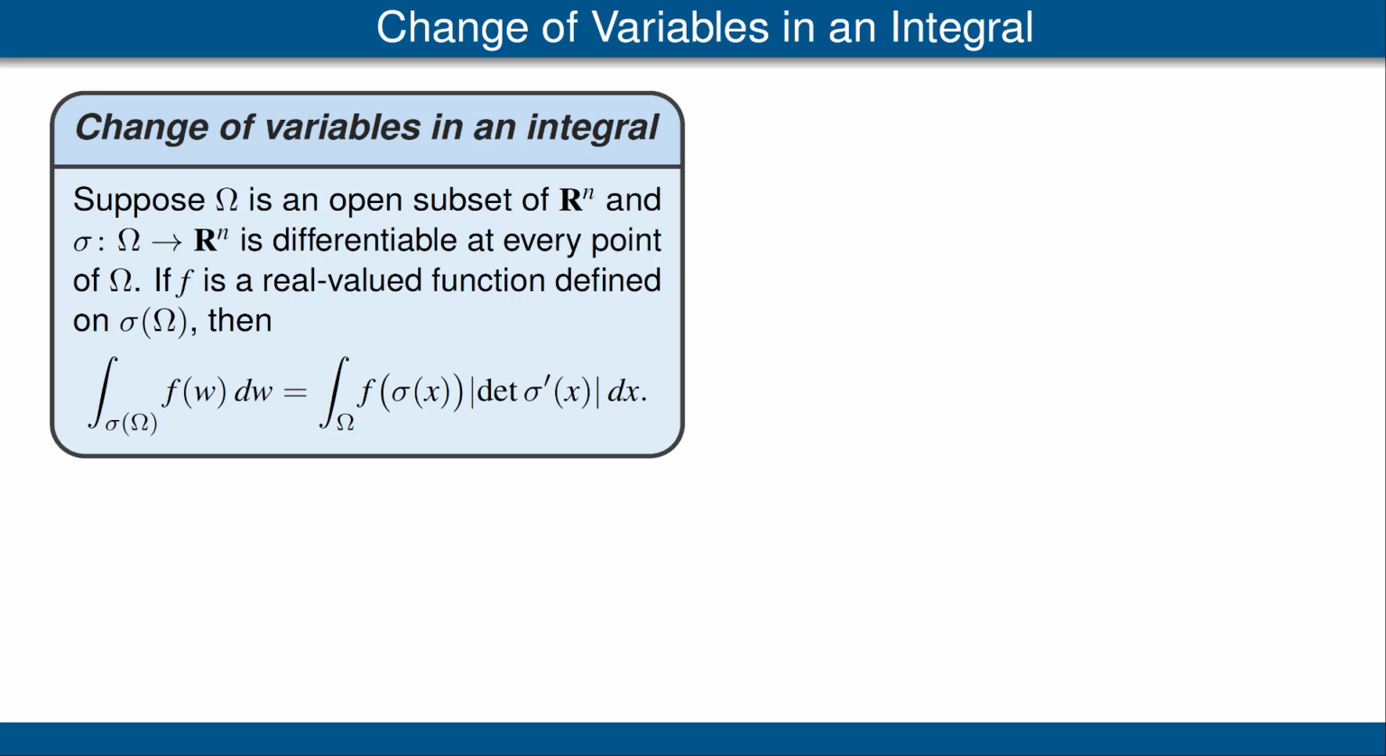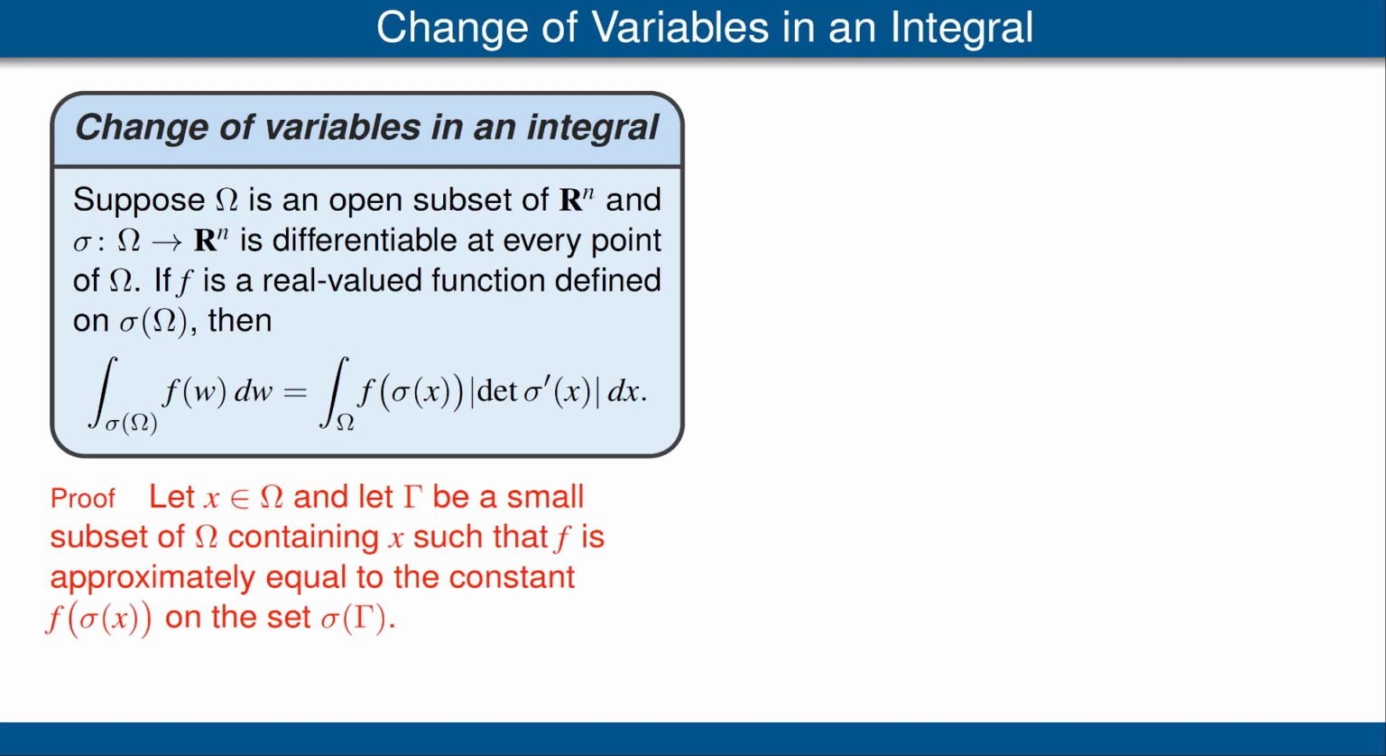Notice that in the integral on the left, we're integrating f over the set sigma of omega. To get to the integral on the right side, we can think of making a change of variables in the left side by replacing w with sigma of x. Then we're integrating on the right side over omega instead of sigma of omega, and the function we're integrating is f composed sigma of x, and to make the formula come out right, we have to throw in the factor of the absolute value of the determinant of sigma prime of x.